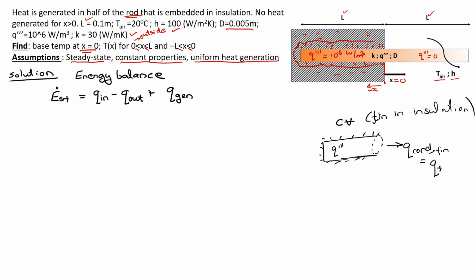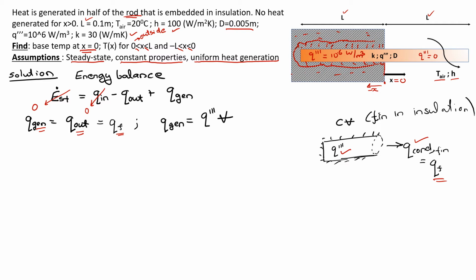Let's write down the energy balance for this control volume. So our energy balance will be energy stored, which will be 0 because it's steady state. There's no Q coming in, so this will be 0 as well. We have Q going out through conduction, and we have a heat generation term because there's a volumetric heat generation given. Okay, so our energy balance equation will turn out to be Q gen equals Q out, and Q out is nothing but the fin rate.